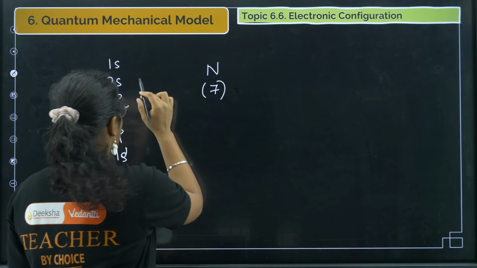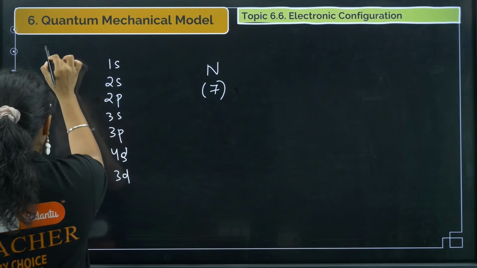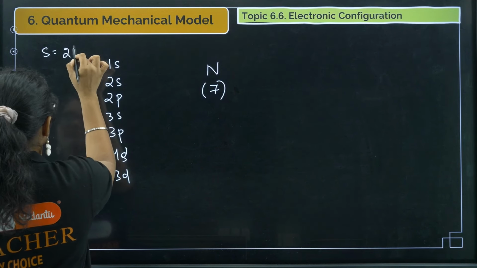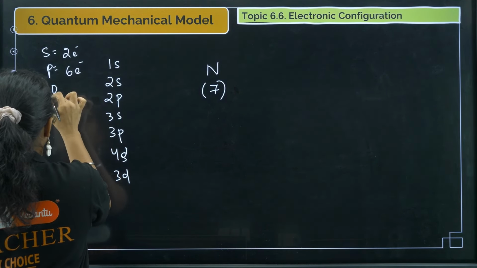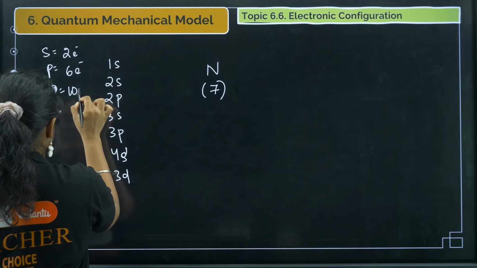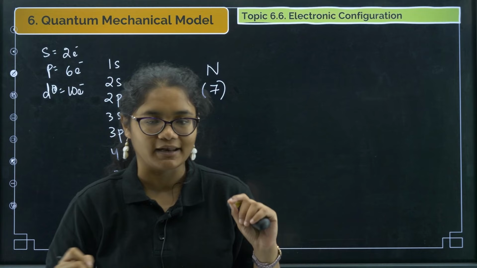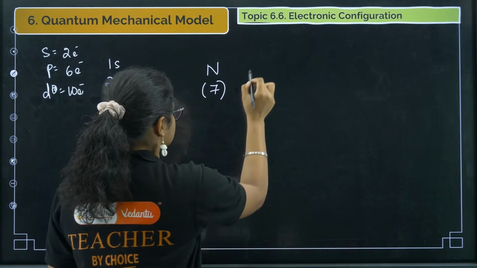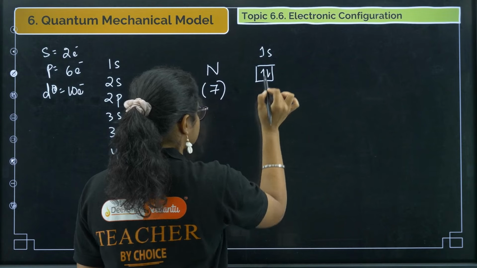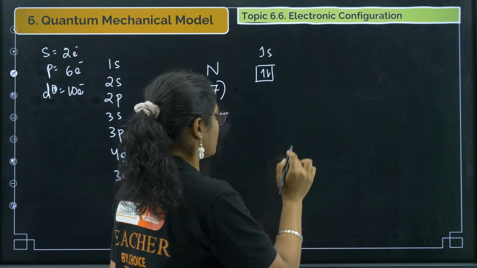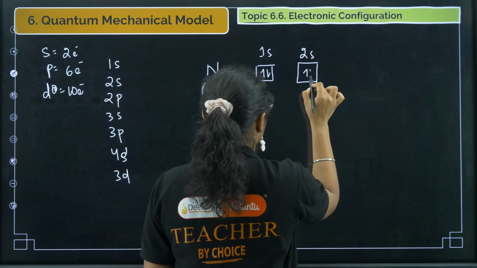Now 7, and what is the thing that you should remember? Always remember that s orbital can hold 2 electrons, p orbital can hold 6 electrons, and d orbital can hold 10 electrons. Okay, so that we will do in a diagrammatic way and understand it very clearly. So now first is 1s. So 1s will have one box. I'll give 2 electrons here. So out of 7, 2 electrons are gone. Next we have 2s, so here I'll give 2 electrons.